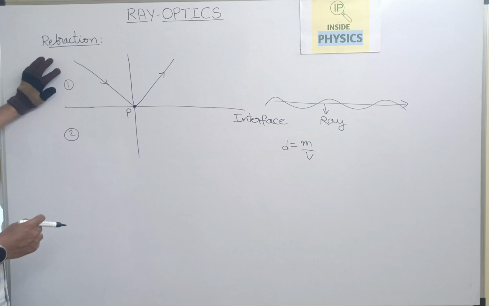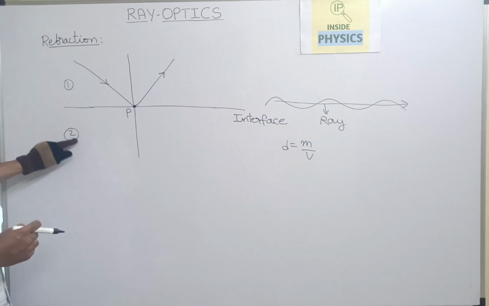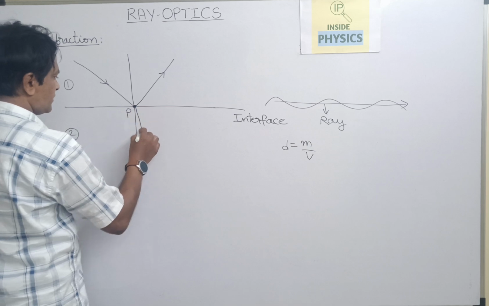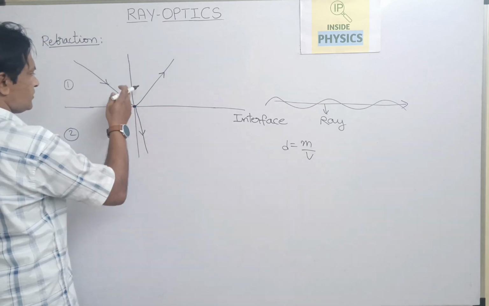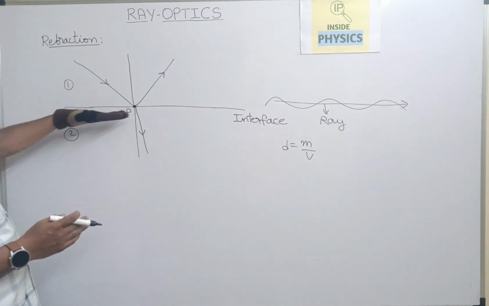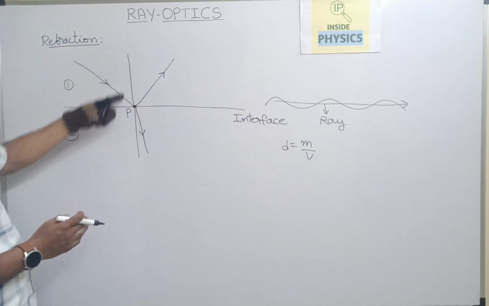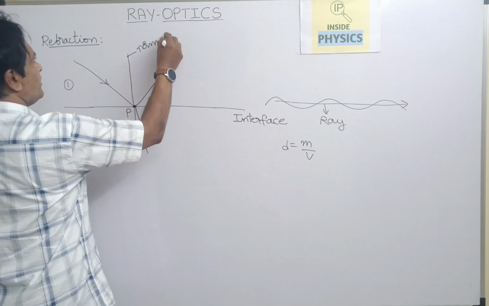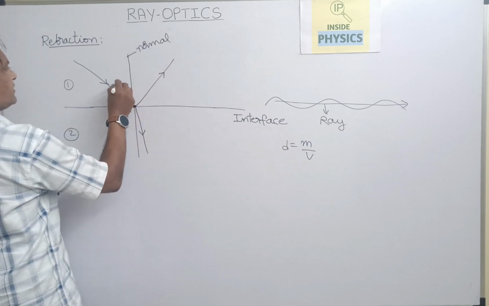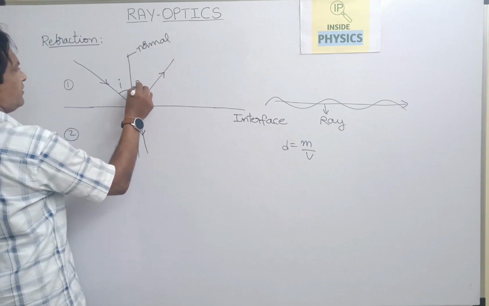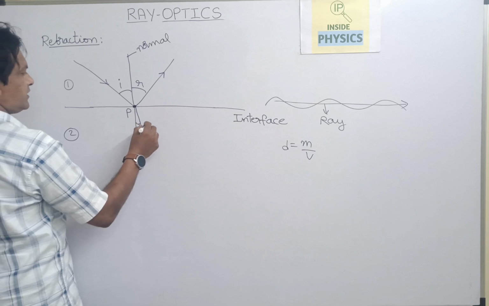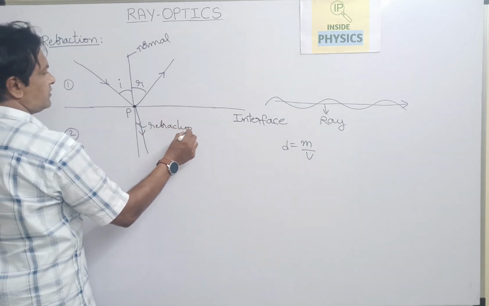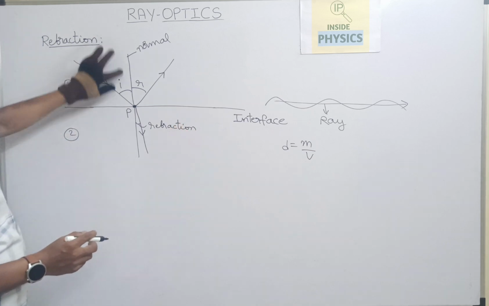If it is passing from a rarer medium to a denser medium, the light ray will bend towards the normal. This is the normal. Normal means perpendicular to the interface. And this is the angle of incidence, this is the angle of reflection, and this is the angle of refraction. All the angles are determined with the help of this normal.